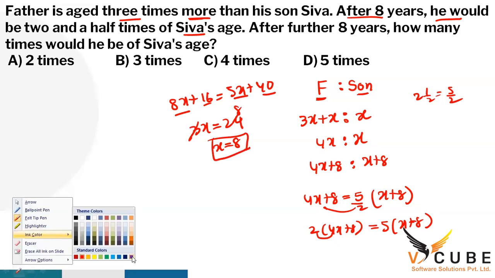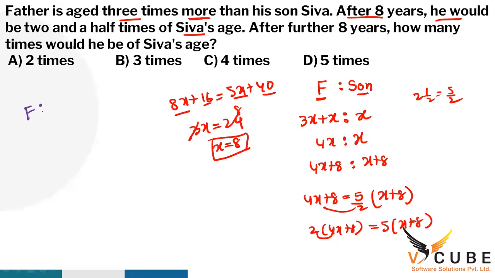So first find out the father's age and son's age. Son is how much? X. So X means how many years? 8 years. And father is 4x. 4 eights are 32. Now father's age is 32 years, son's age is 8 years. Okay. Read the next statement.